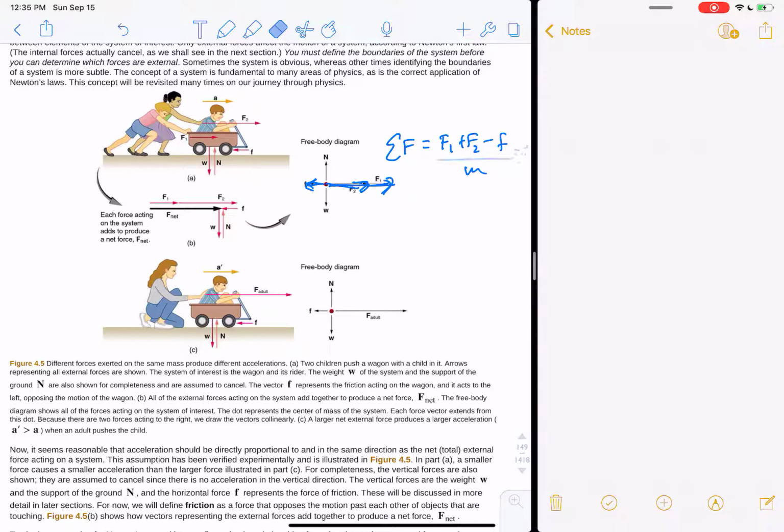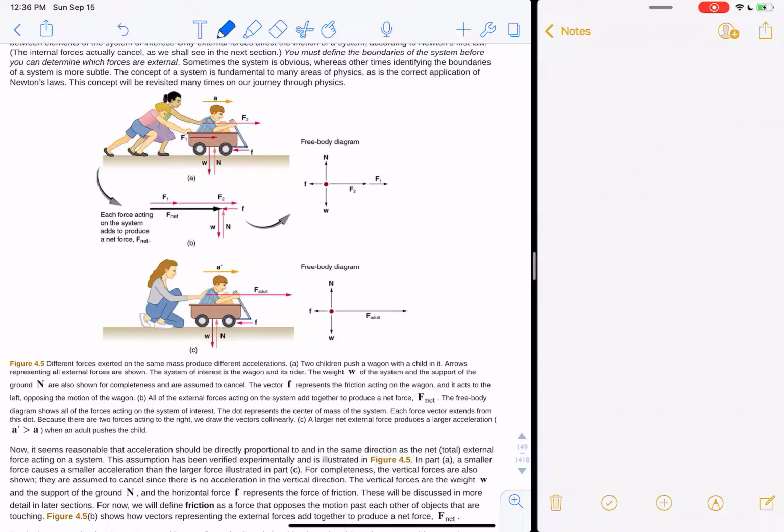So what is an example of this? We would have to know that this was 10 newtons, for example. Judging by the scale of them, let's make this 10 newtons and this one 2 newtons. Then we'd have 12 newtons in the positive x direction, but let's say there's a force of friction of minus 1 newton. So 10 plus 2 minus 1 equals 11 newtons, and that would be our net force.